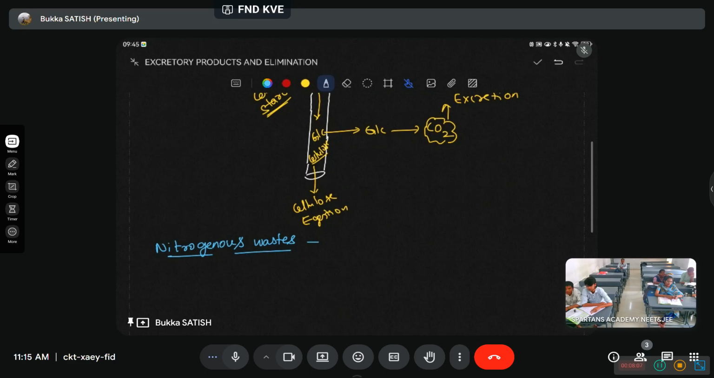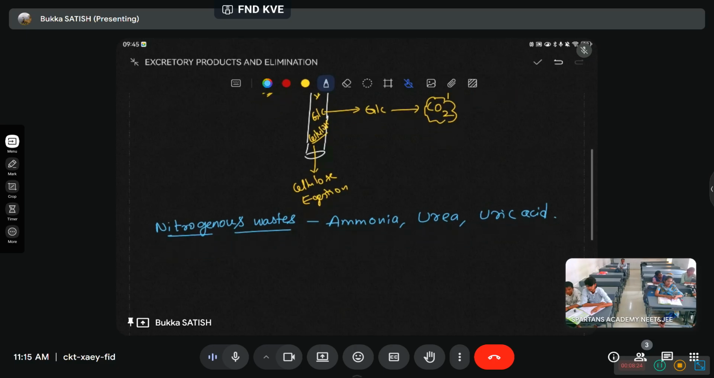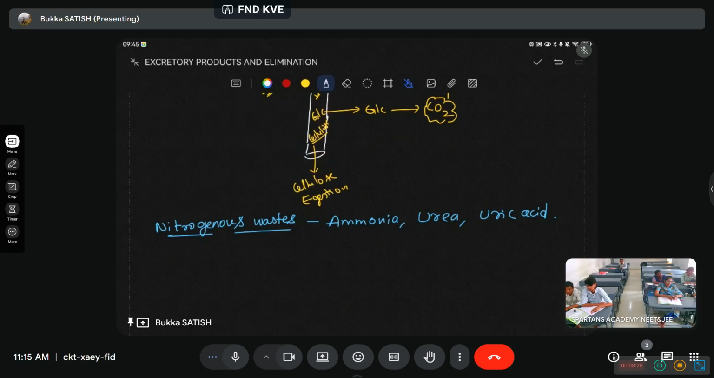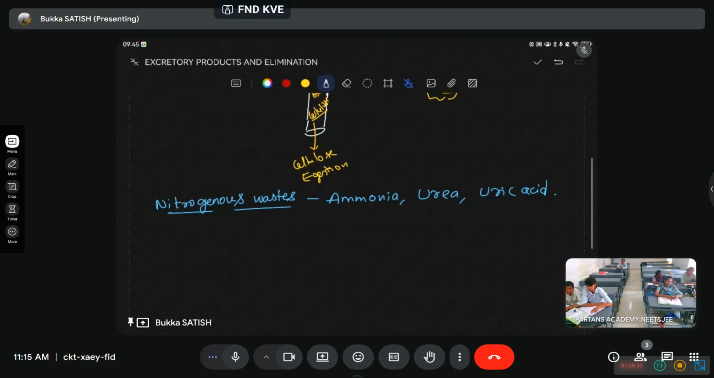So as we know, there are three important nitrogenous wastes. One is ammonia, urea, uric acid. These are the three important nitrogenous wastes. Mind this, just to understand these things little better, we'll just see what exactly this ammonia is. Now listen once, there is a concept behind it. I don't know whether you have studied it or not.